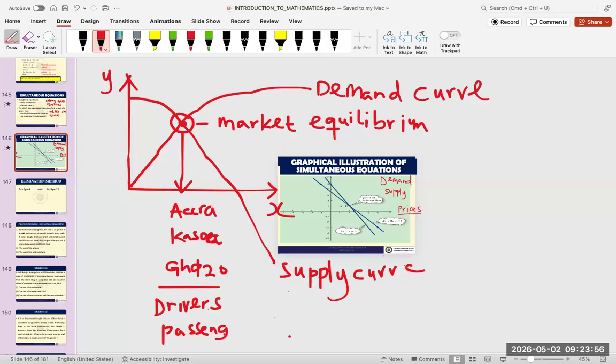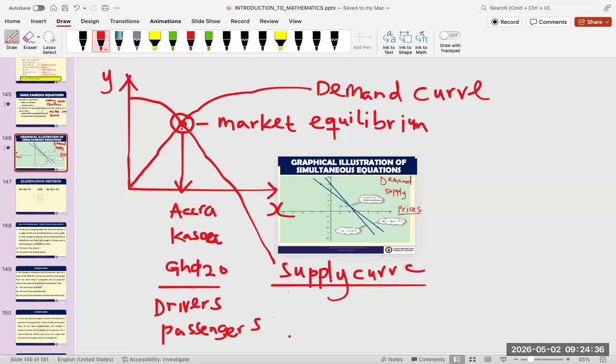Why? Because the drivers, who are handling the supply curve, and the passengers, who are handling the demand curve, have all met at a point called the market equilibrium. And what is it? The price of the fare that they have all agreed. Driver says, I'll charge 20 cedis. Passenger says, I'll pay, so take me to my destination. That means that two equations have been solved at the same time, and we have a result.